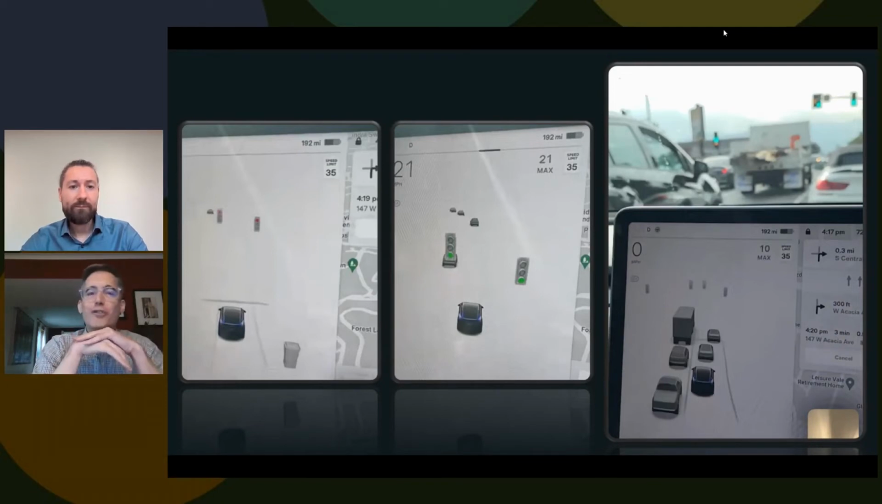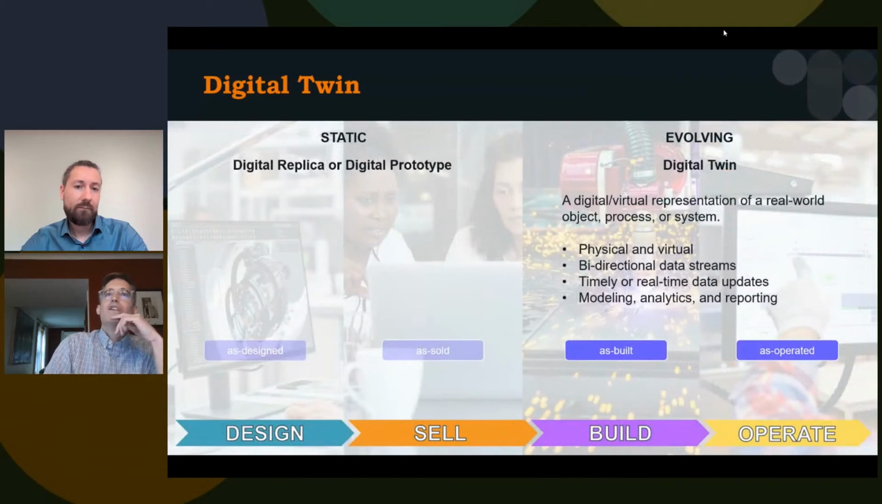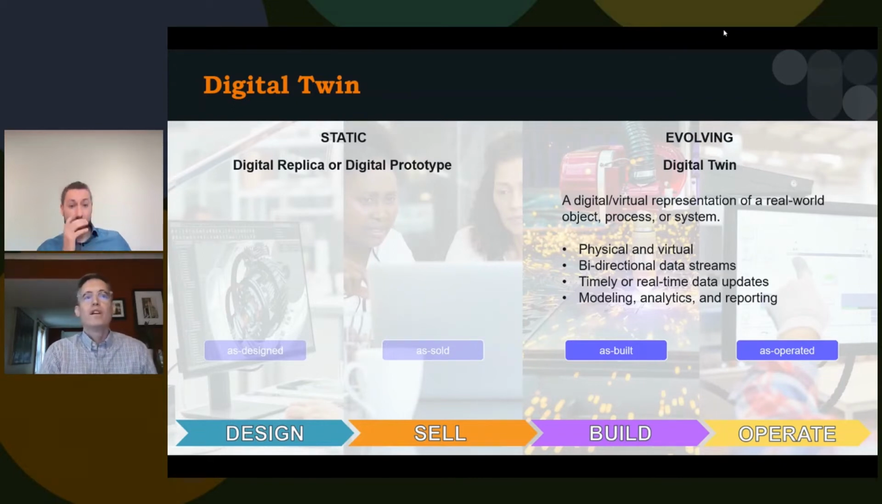I thought I'd use that to introduce this idea of the digital twin, because if we take this idea and draw some observations, first of all, a visualization that we historically have done in a silo in the design phase or the sell phase, for example, is static.